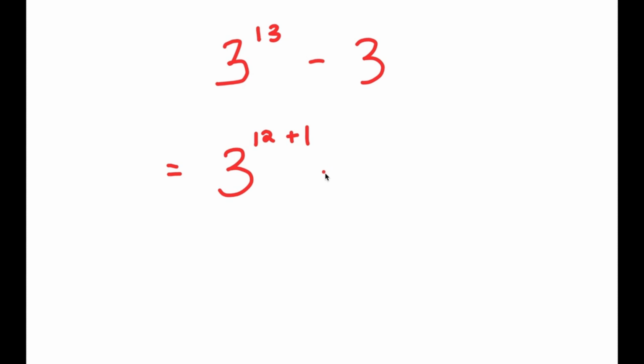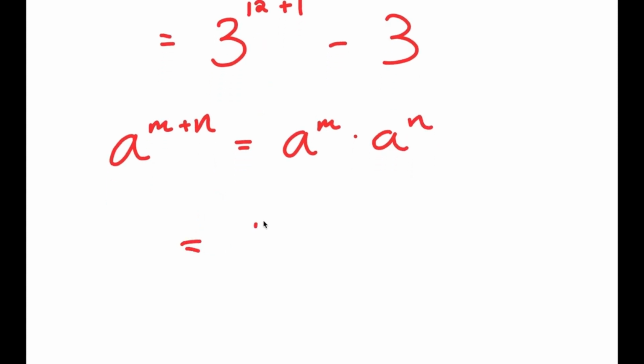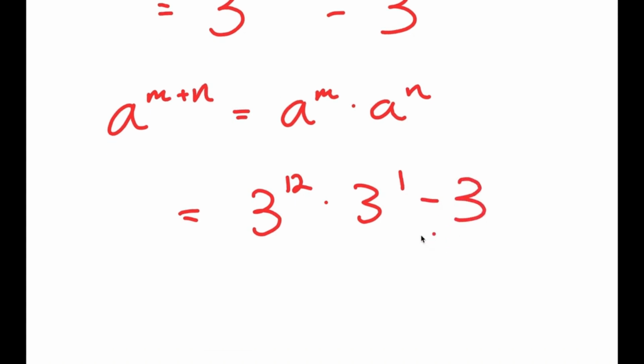Alright, so in this video, I'm going to solve the problem 3 to the power of 13 minus 3. So to solve this, I'm going to first start by rewriting this as 3 to the power of 12 plus 1 minus 3. Now if I have something in the form a to the power of m plus n, this is equal to a to the power of m times a to the power of n. So I get 3 to the power of 12 times 3 to the power of 1 minus 3.